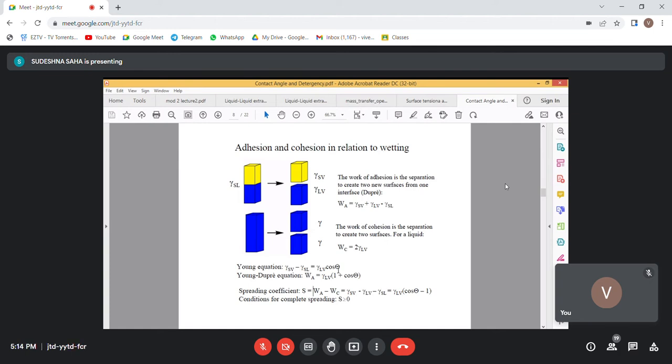Ma'am, in the first case of adhesion, while calculating the work of adhesion, why are you subtracting gamma SL?